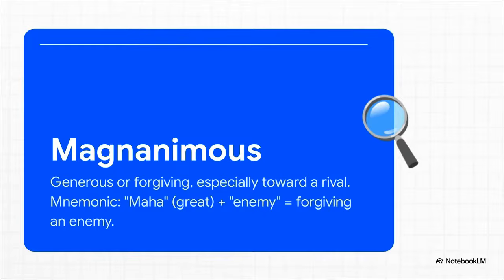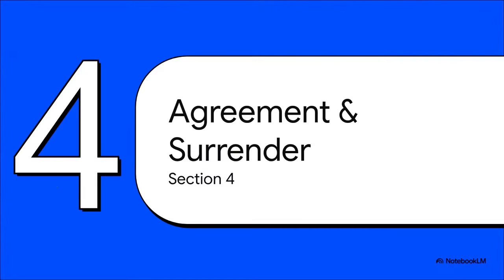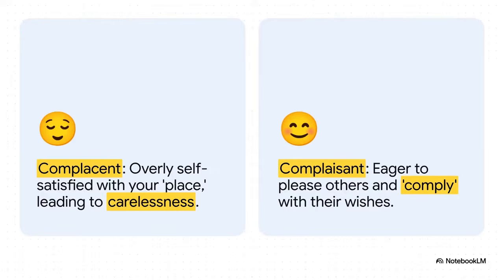That's what it means to be a magnanimous. All right, pay close attention to this next section, because this is where a lot of people get tripped up. We're talking about words of agreement and surrender. They sound alike, they feel alike, but their meanings are critically different. Let's untangle this mess. Okay, first up, the two tricky cousins.